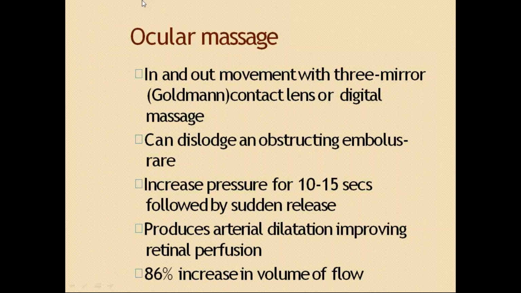Coming to the first one, ocular massage. It is an in and out movement with a Goldmann contact lens. You know what a Goldmann contact lens is? When you are doing gonioscopy, you use a contact lens like this. You have to give in and out movement. Keep the patient in front of the slit lamp, keep a Goldmann contact lens on the eyeball, and press inside, outside. Because of this pressure, there will be changes in the intraocular pressure and the emboli may get dislodged by itself. It will dislodge and go along with the flow of the retina.